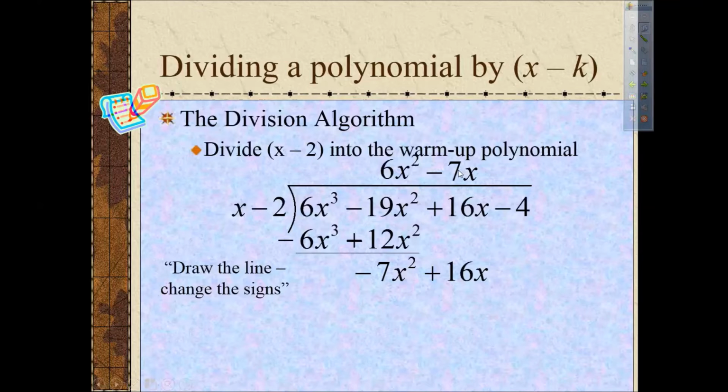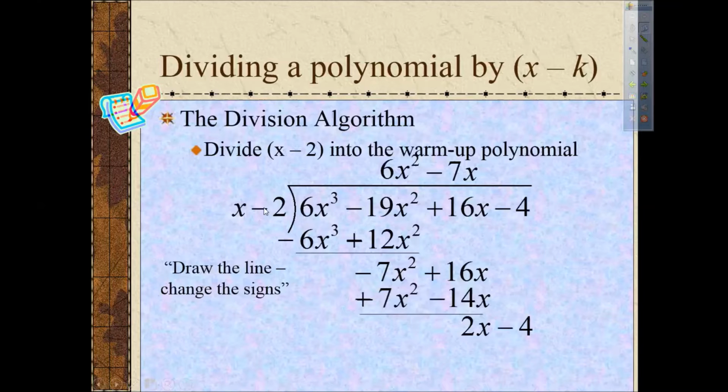I'm actually going to multiply negative 7x times the entire quantity x minus 2. So distributing to the x and to the negative 2, we're going to get this. And again, don't just start adding things. We don't want to get a 30x here. We need to draw the line and change the signs. Draw the line, change the signs. This will become a positive 7x squared and a negative 14x. Now it's okay to add. I'll get 0x squared and I'll get 2x.